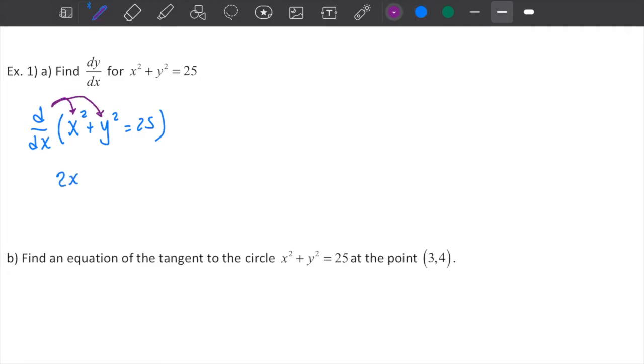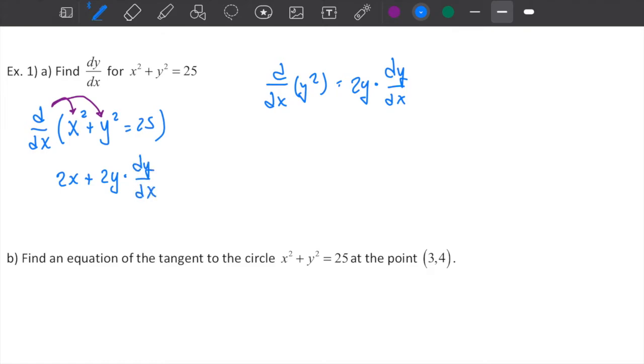Take the derivative of y squared. We saw that already. d dx of y squared, that is 2y multiplied by the derivative of the inside, multiplied by dy dx. So this is plus 2y multiplied by dy dx equals 0. Based upon our chain rule, there is still a y in our derivative. 25 is a constant, so that gives us 0.